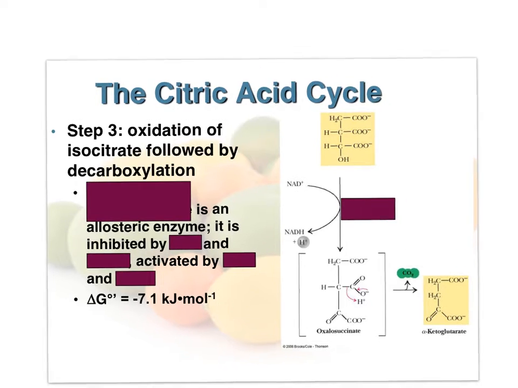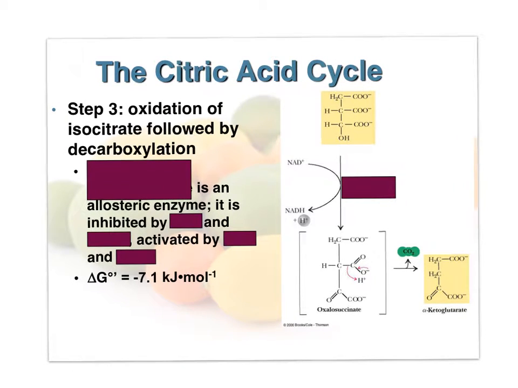Isocitrate goes to make what's called alpha ketoglutarate. A lot of times I'll abbreviate it as alpha KG, just because we're going to see this is important. This is another intermediate that's involved in multiple pathways. So if you see me write alpha KG, just remember that's alpha ketoglutarate. I'll try to say it at least once every time I use it.